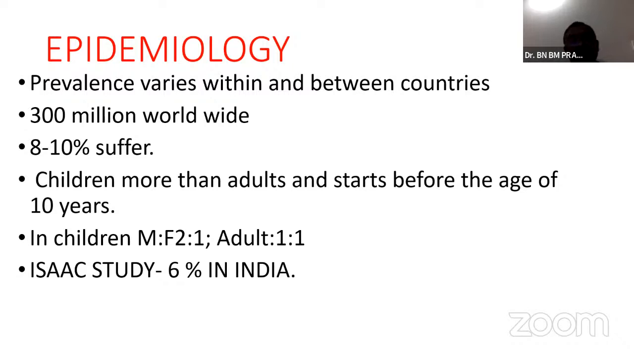In adults, of course, it may be equalizing, especially in the case of females, where during the menopause, premenopausal period, or during menstruation, the asthma can become worse. And an ISAAC study in India shows that roughly about 6% of the population is affected with asthma in various forms, from mild to very severe asthma.